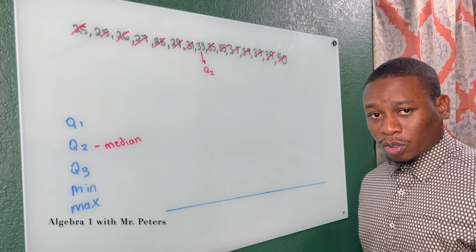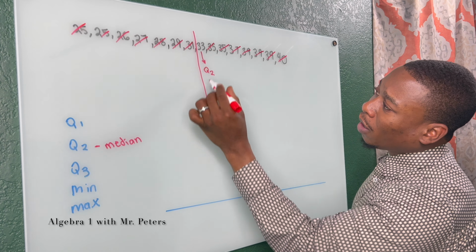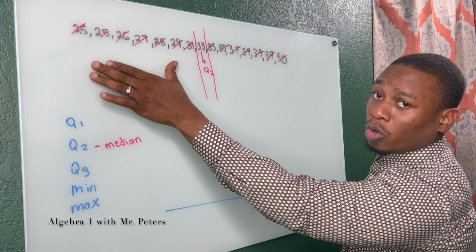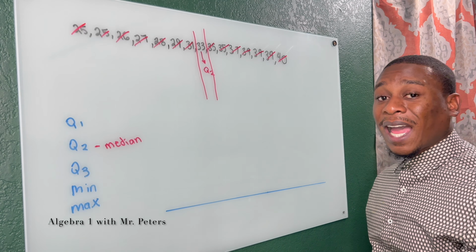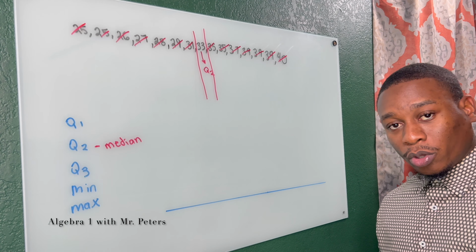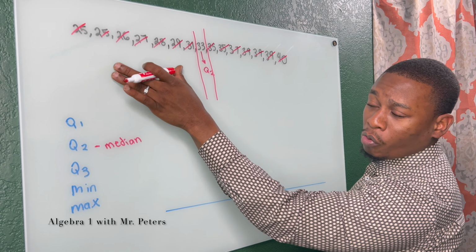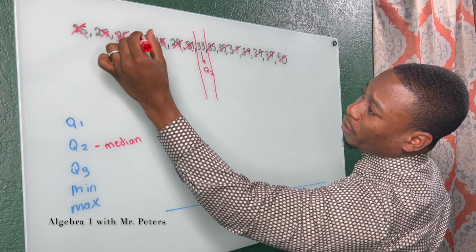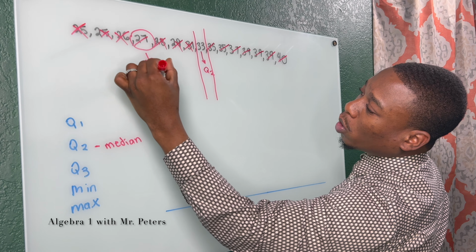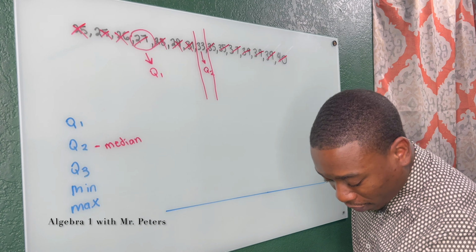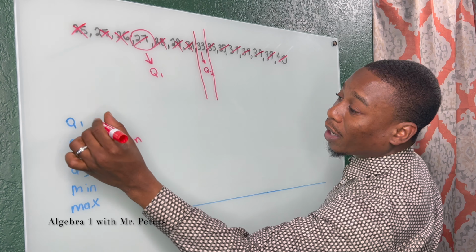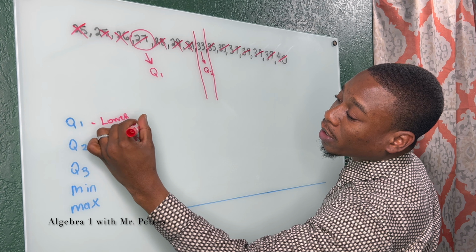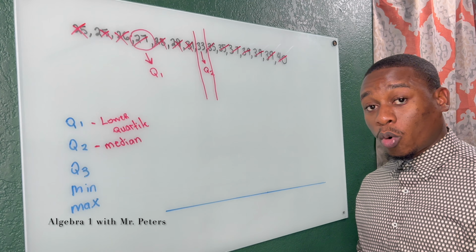Now that we have Q2, we have to understand that this breaks our data set into two different parts, right? So we have a lower quartile and an upper quartile, and this is how we find Q1 and Q3. So when we go into the lower range, we're going to repeat the same process to find the median of this lower set of numbers. So I now know that Q1 is going to be 27. And another word that we typically use to identify Q1 is the lower quartile.